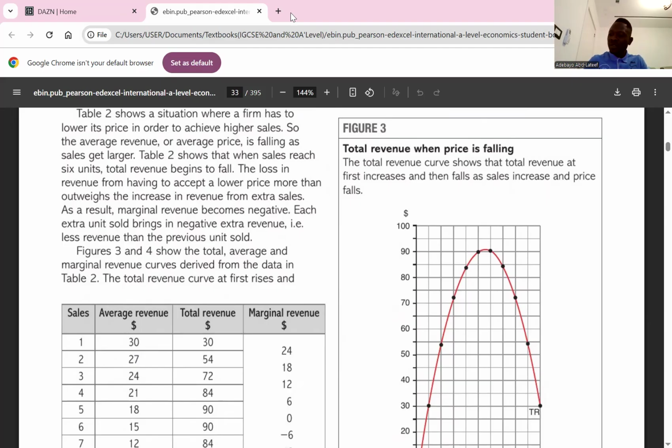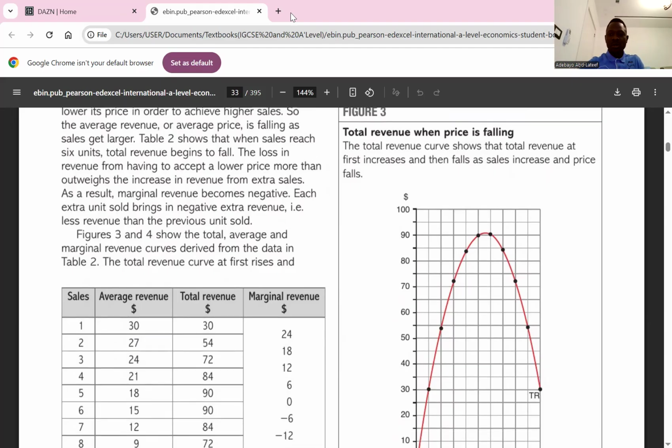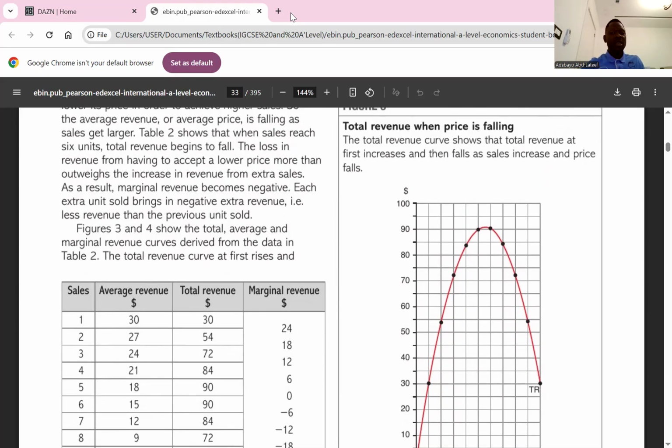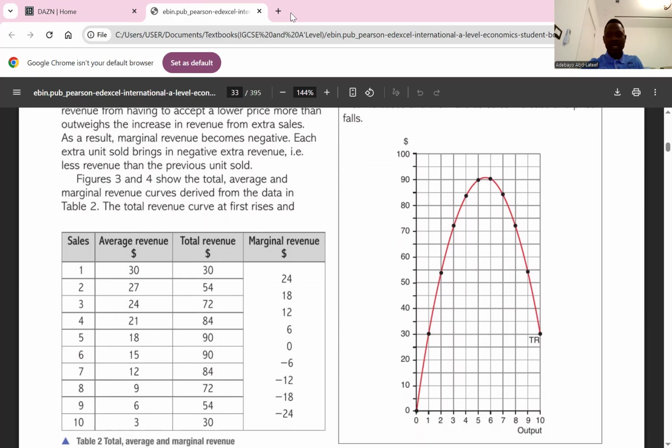So the graphical representation of both TR and MR/AR are shown below. Let's look at the total revenue when the price is falling. First, the total revenue increases, then gets to a stage at 6 where it remains constant, then it starts dropping. The stage where it remains the same is still price elastic, but as soon as it starts falling, it becomes inelastic. So a firm that wants to achieve higher sales will have its total revenue increase to some extent, then start falling. And its marginal revenue and average revenue are downward sloping, which means negative. I think you can see.